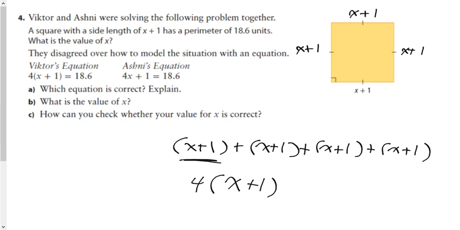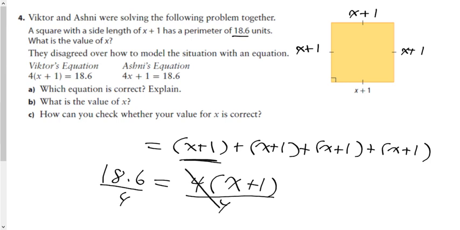So with that said, if this represents the perimeter, and the perimeter is given to us as 18.6 units, I can swap out that P for 18.6, and I have now created an algebraic equation which I can solve to determine the side length of that particular square.